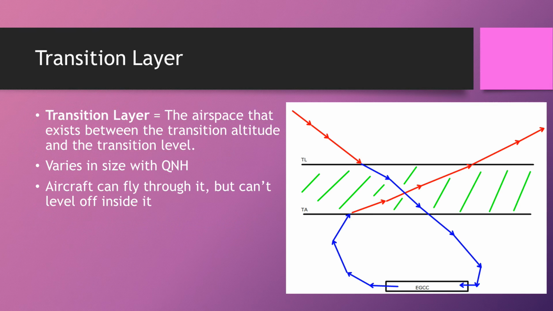So let's move on to transition layer. Transition layer is the airspace that exists between the transition altitude and the transition level. It varies in size with the QNH. An aircraft can fly through it, but they can't level off inside it. So I've drawn you a diagram on the right hand side. You can see the transition altitude and transition level, and the green airspace is the transition layer.